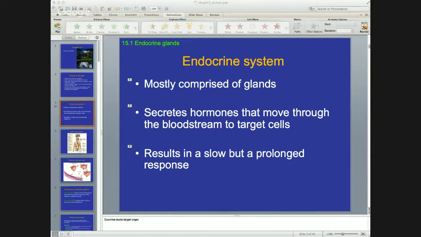You also have prostaglandins. Prostaglandins are local hormones that affect neighboring cells, so they don't move through the bloodstream. The endocrine gland will secrete prostaglandins, and they will only affect the cells that are next to it.